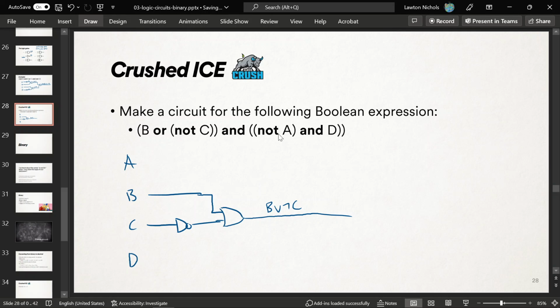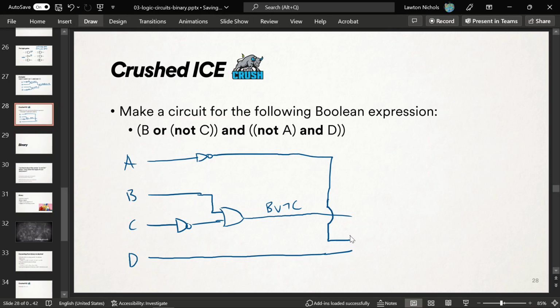And then we need to take not A and D. You could have drawn these in different orders to make it look a little bit cleaner, but we need to AND not A and D. So we negate A, and we bring it along here to D. One way that engineers like to draw these, to show that the wires are not touching, is that they hop over, and then you AND them together. So this is showing not A and D.